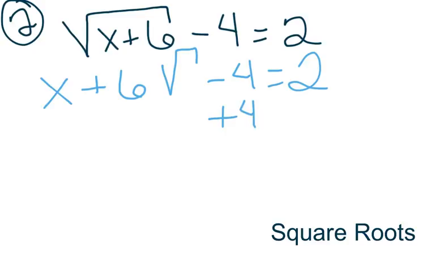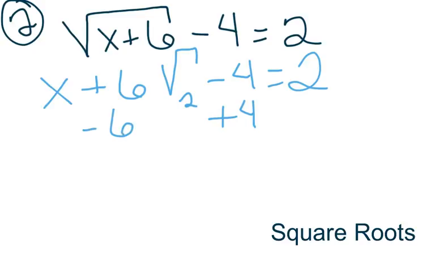The opposite of taking the square root is squaring it. Notice how I put it little and high so I can tell that it's an exponent, okay? And the opposite of adding 6 is subtracting 6.